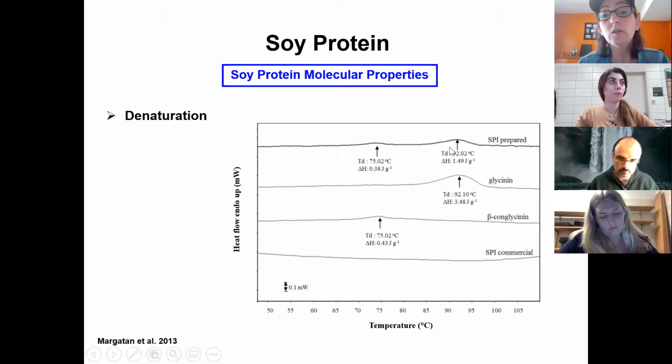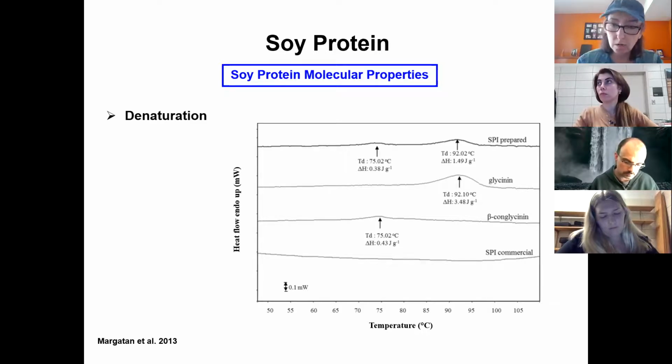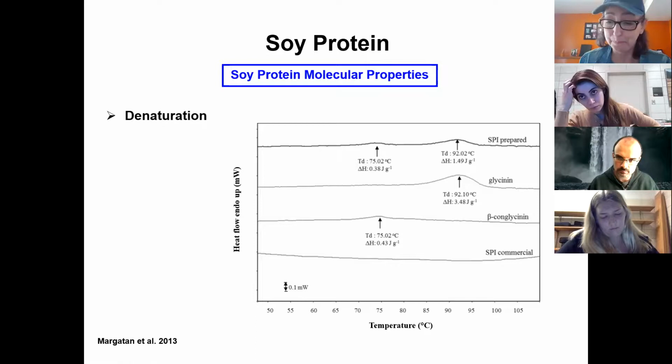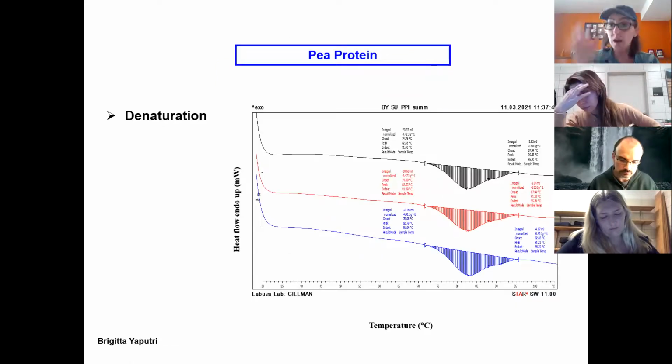So the glycinin denatures at a higher temperature because you have a more compact disulfide-linked molecule, so it requires more energy to denature. The vicilin, or the convicilin or beta-conglycinin, denatures at lower temperature. What I'm showing you here is a commercial SPI. This is a reminder: when you don't see any endothermic peak, that's an indication of a completely denatured protein.